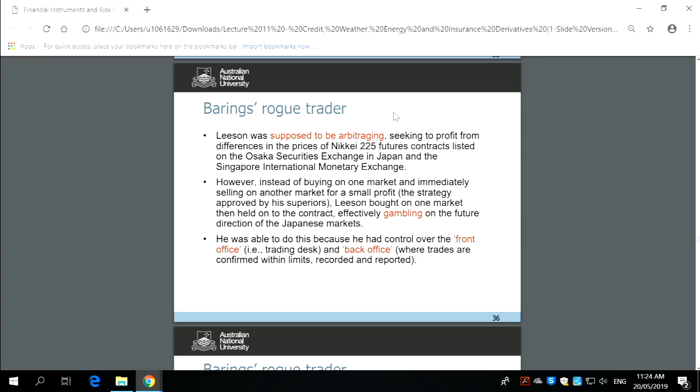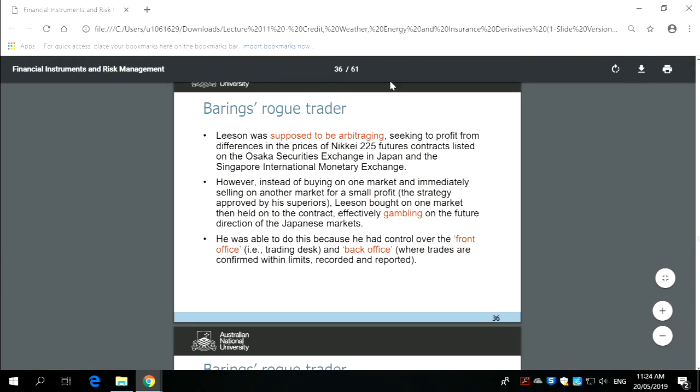His scandal actually changed the entire industry. Nowadays, there is a very strict separation of front office and back office. People who do trading are not allowed to do record keeping, and people who do the bookkeeping are not allowed to trade. So this is to try to prevent another Nick Leeson disaster.